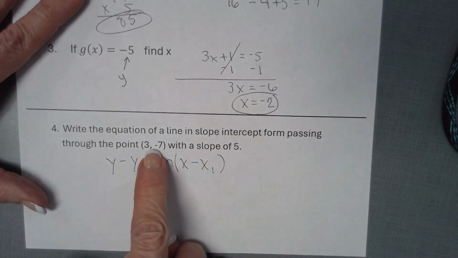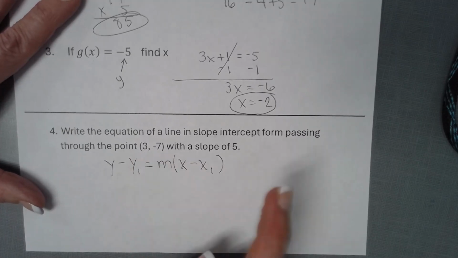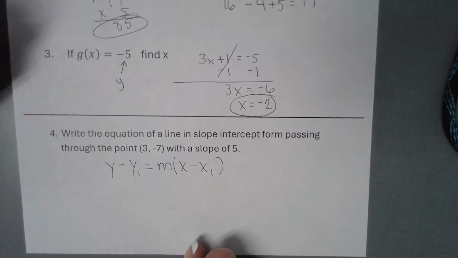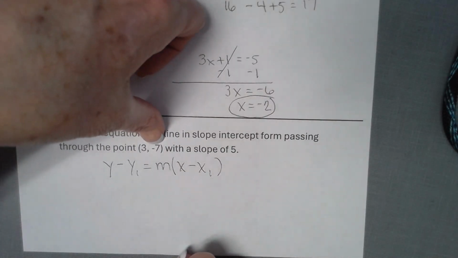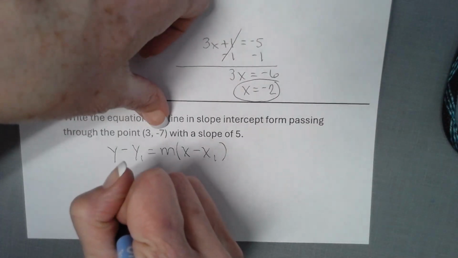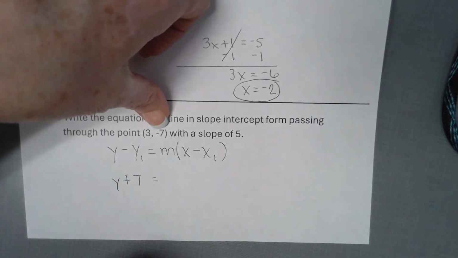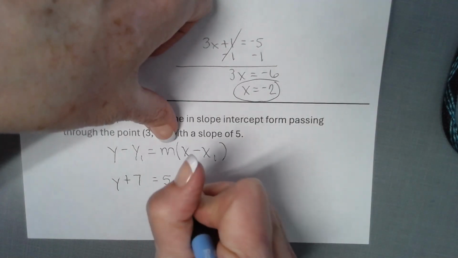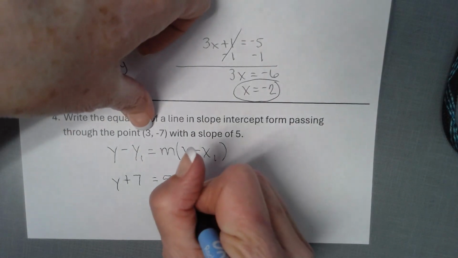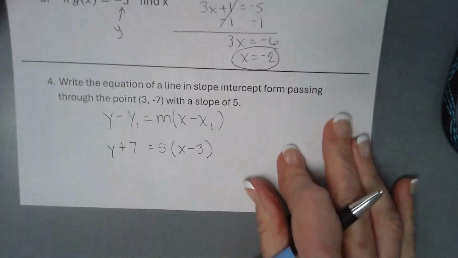What we talked about is when we're plugging in the ordered pair, we're using the opposite signs. Why are we using the opposite signs? Because the formula has minus signs in it. So the y-coordinate is -7. So when I go to plug it in, it's not going to be y minus 7. It's going to be y plus 7. m stands for the slope. They tell us the slope is 5. The x-coordinate is a positive 3, so when I plug it in, it would be x minus 3. Okay?